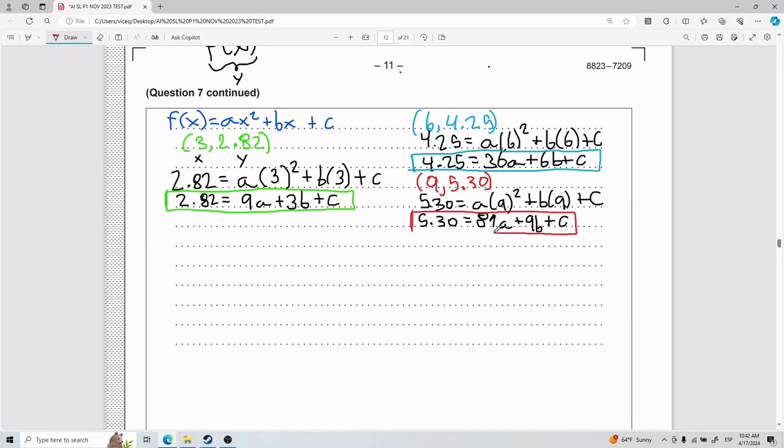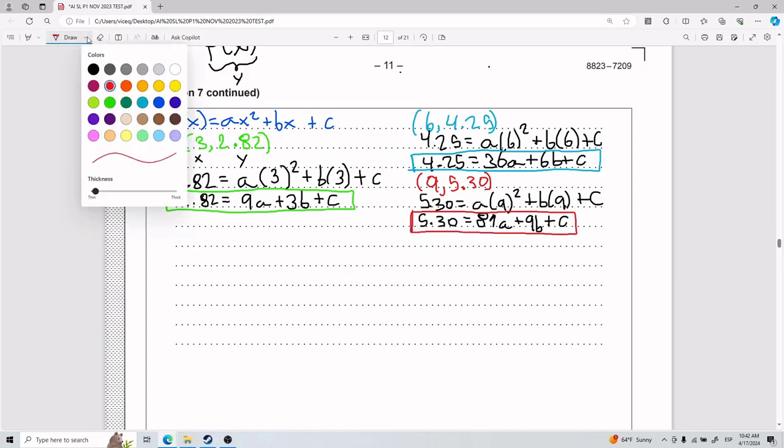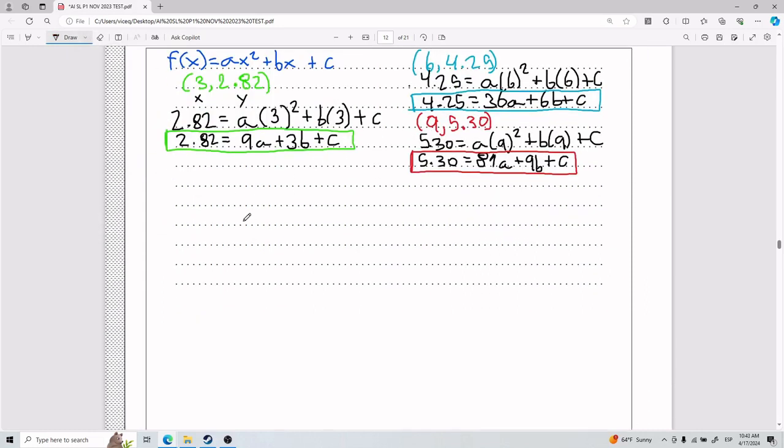Okay, and just to be a little more organized, I'm going to write them all down on top of each other. So here I'm going to have 2.82 equals 9a plus 3b plus c. Here I'm going to have 4.25 equals 36a plus 6b plus c. And at the bottom, I'm going to have 5.30 equals 81a plus 9b plus c.